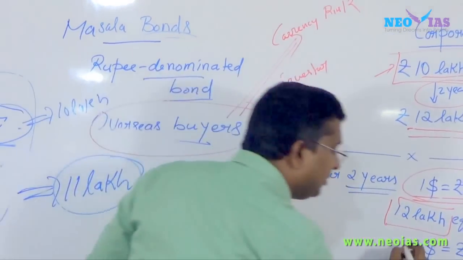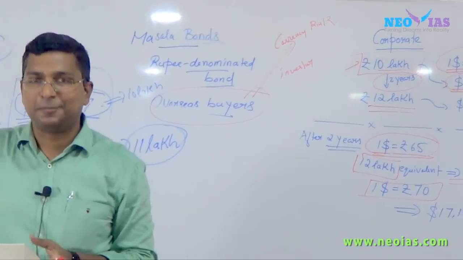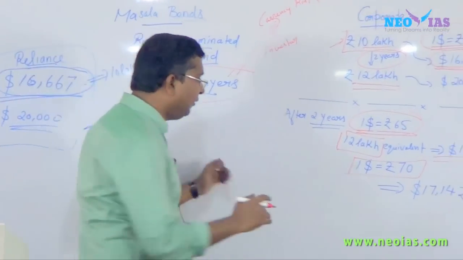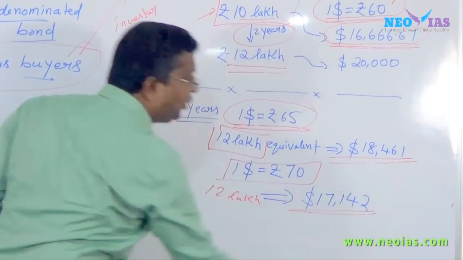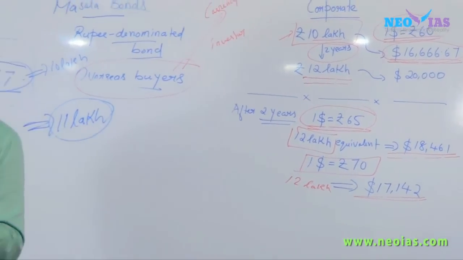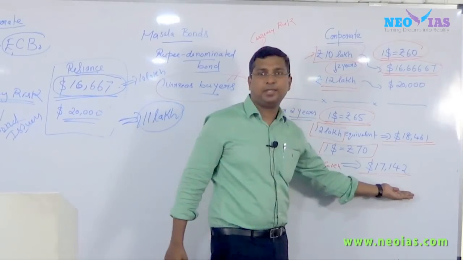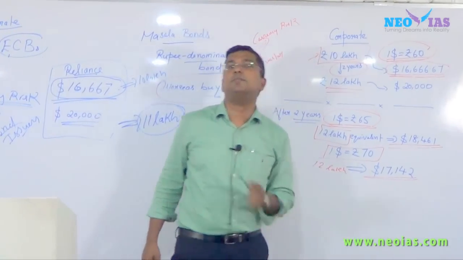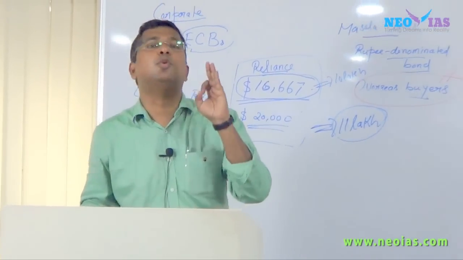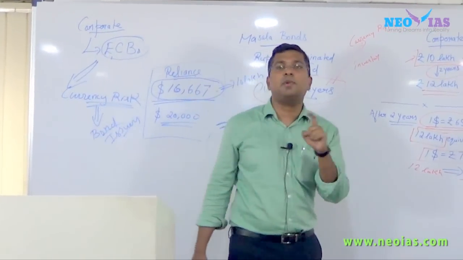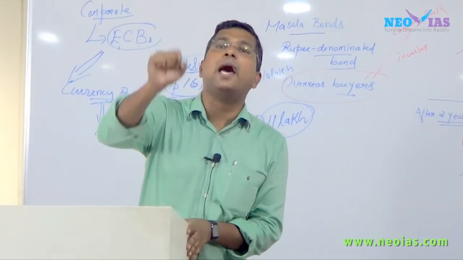Now take the example where the Indian rupee depreciated again to 70 rupees. Then the 12 lakh equivalent is $17,142. So who is the beneficiary here? Once the currency is depreciating, try to understand that it is a risk for the investor. So this is the most important core thing about Masala bond. Since it is a rupee denominated bond, the currency risk lies with the investor or overseas buyer.